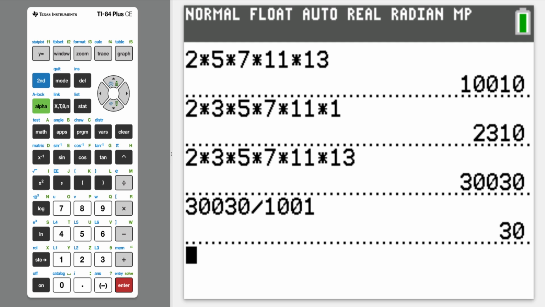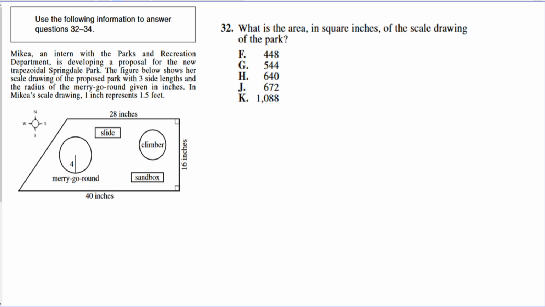All right, problem number 31. This one is actually a 3-part problem, right? So for problems 32 through 34, we'll use this drawing. So let's take a look at the drawing before we get to the actual question, right?